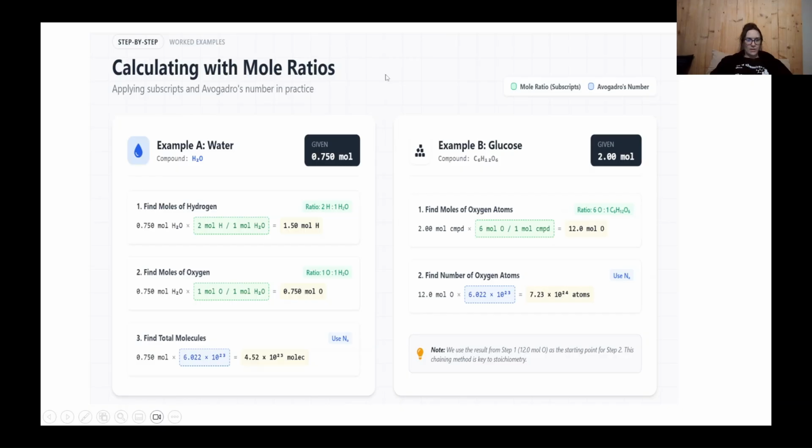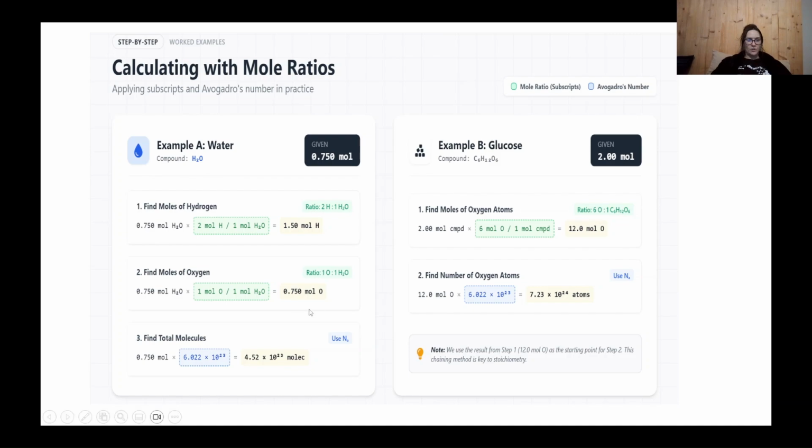Okay, so let's go through some more examples here. Again, water, a very simple, easy example. That's why I use it a lot. So what if you have 0.750 moles of water? You want to figure out how many moles of hydrogen and how many moles of oxygen are in water. You can see it's a 2-to-1 ratio for hydrogen, so I would just multiply that number by 2 and get 1.5 moles of hydrogen. But luckily, there's only 1 mole of oxygen per water, so that would still be 0.750 moles of oxygen.